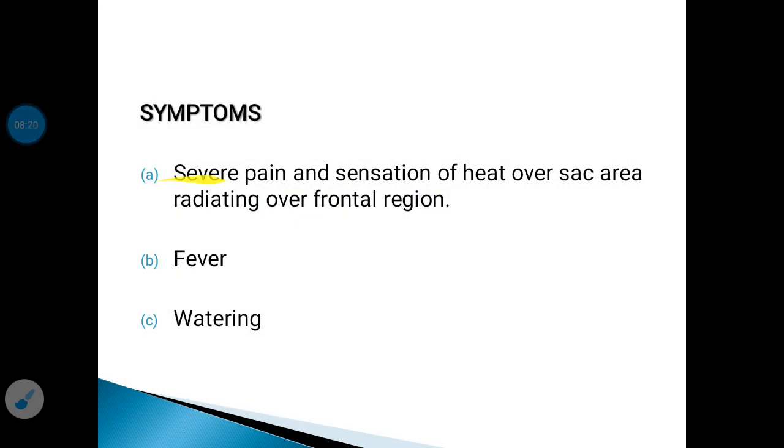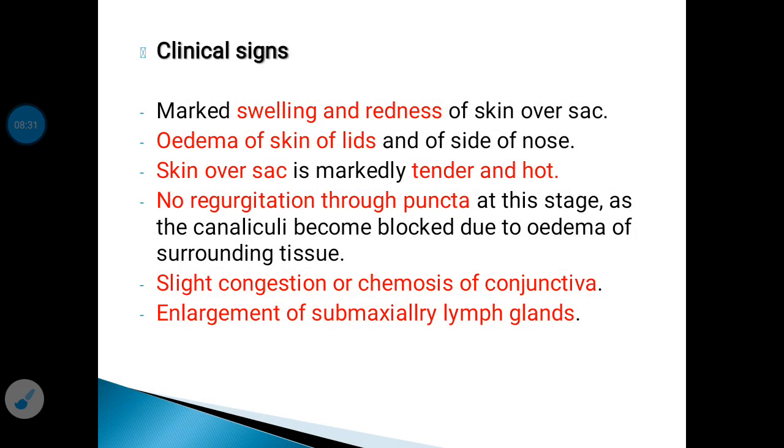The symptoms of acute dacryocystitis are severe pain and sensation of heat over the sac area, radiating over the frontal region. There will be fever and watering. On examination, you will find clinical signs like marked swelling and redness of skin over the sac, edema of skin of the lids and of the side of the nose. Skin over the sac is markedly tender and hot.